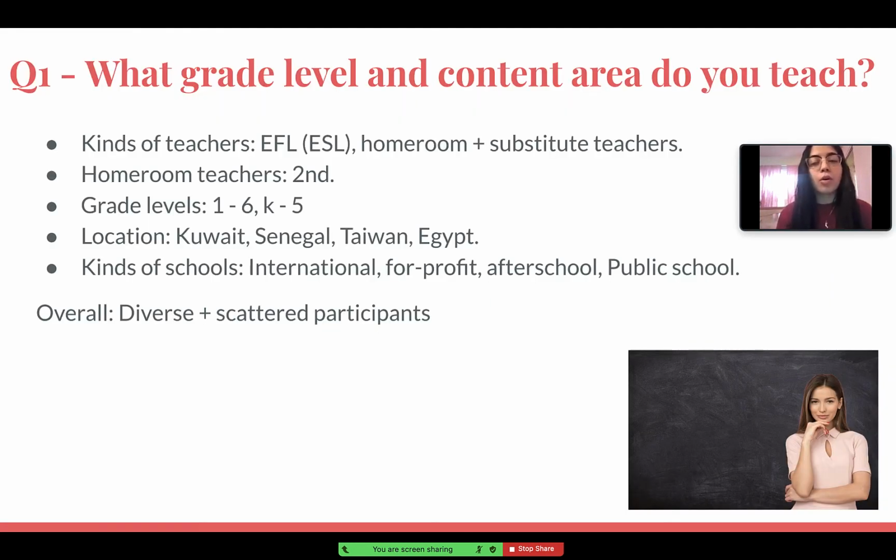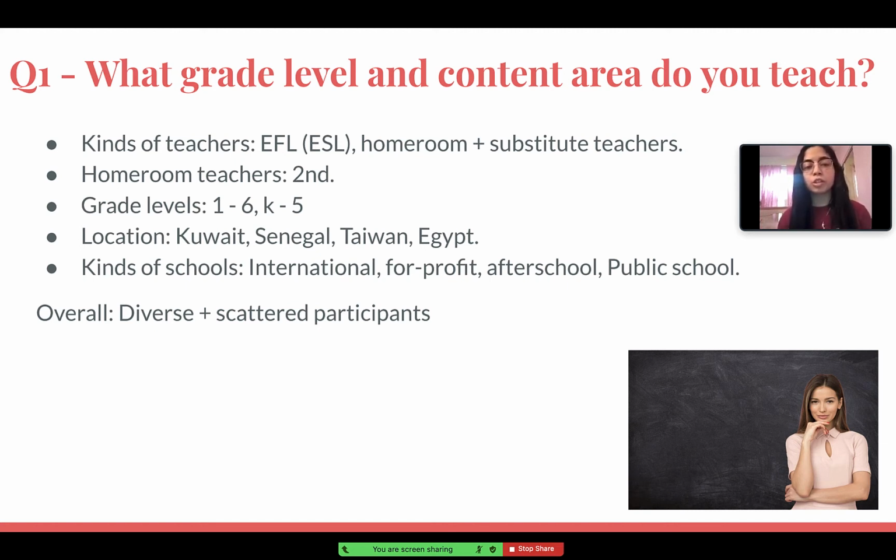So the first question that we asked was, what grade level and content area do you teach? Essentially walking into this question, we assumed that there could be mixed results and that we're not just going to find one theme in particular grade levels or content areas, because there's so many different things that you can teach. And so the kinds of teachers that we interviewed were EFL teachers, English as a foreign language, or some of you may be familiar with ESL, English as a second language. We also spoke to homeroom teachers and substitute teachers.